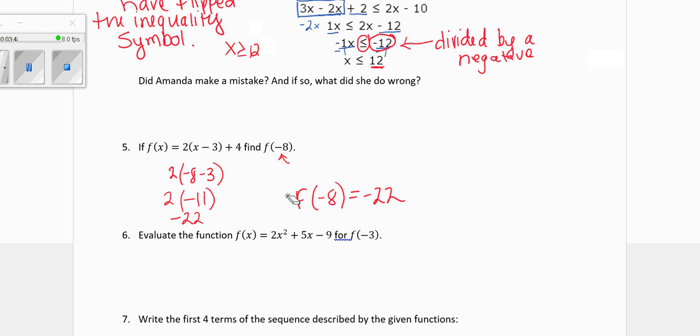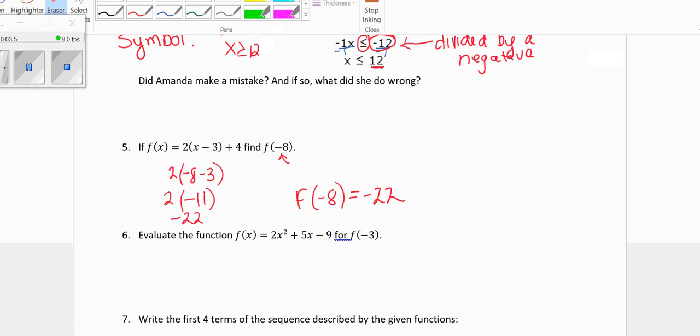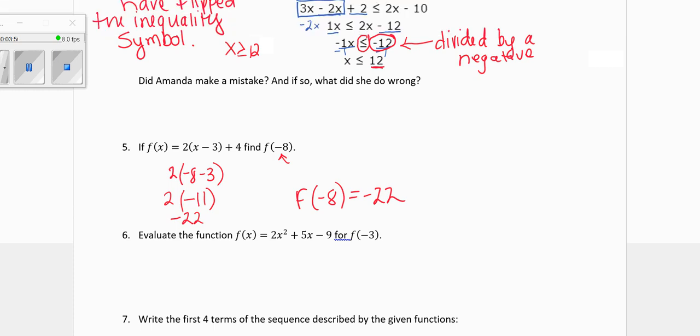Okay. Evaluate the function f of x equals 2x squared plus 5x minus 9 for f of negative 3. So just like number 5, I'm looking for my output when my input is negative 3. So anytime I see x, I'm going to plug in negative 3. So I have 2, and I have negative 3 squared plus 5 times negative 3 minus 9.